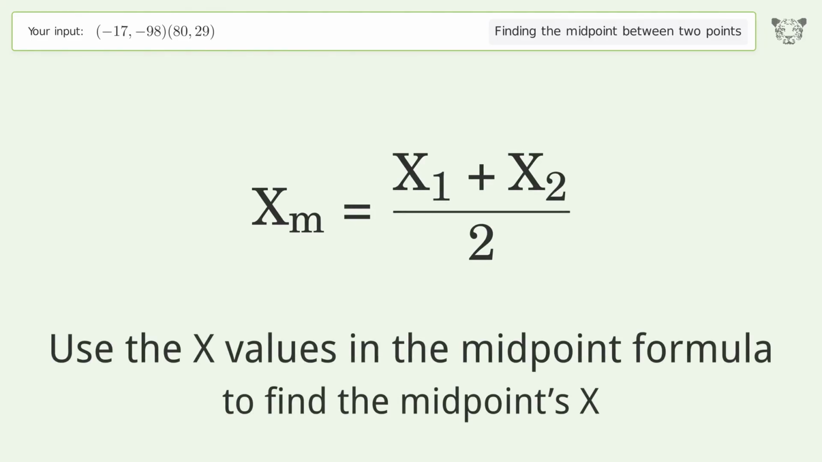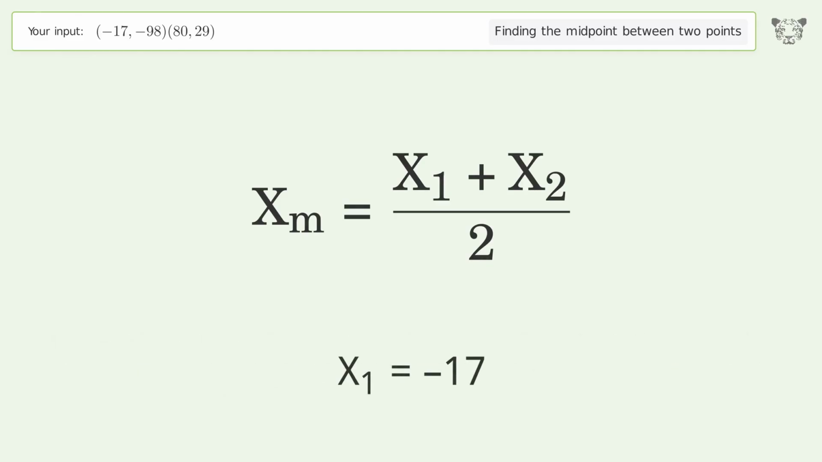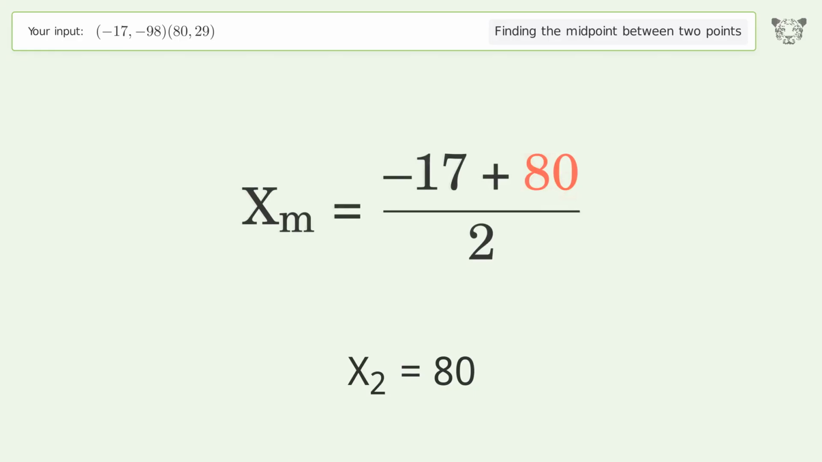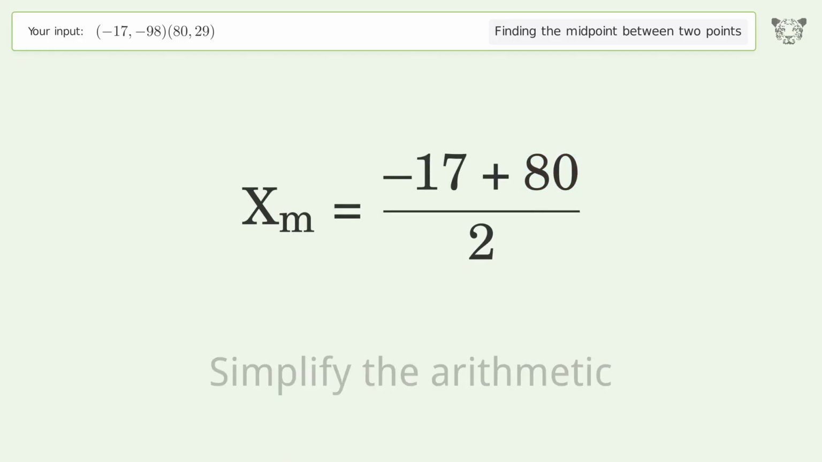Use the x values in the midpoint formula to find the midpoint's x. x1 equals -17. x2 equals 80. Simplify the arithmetic.